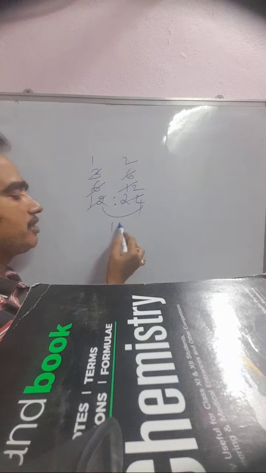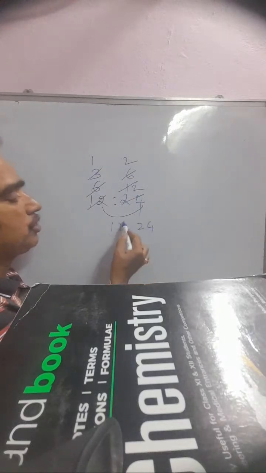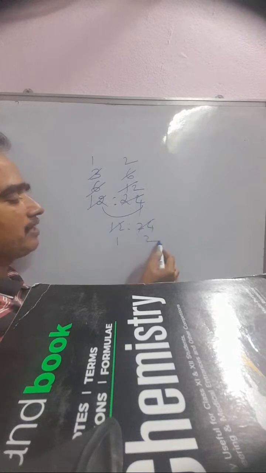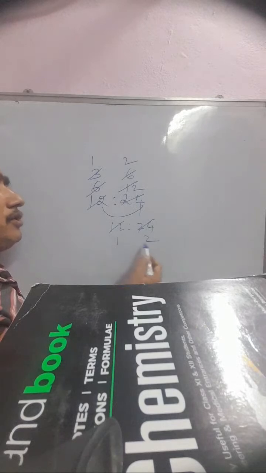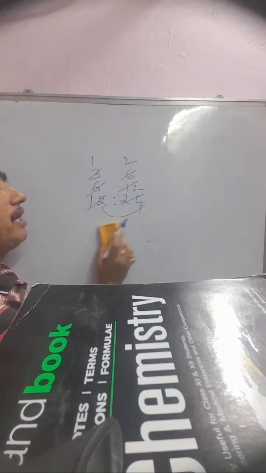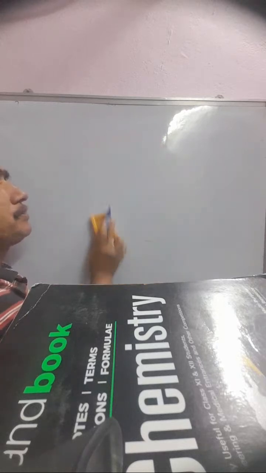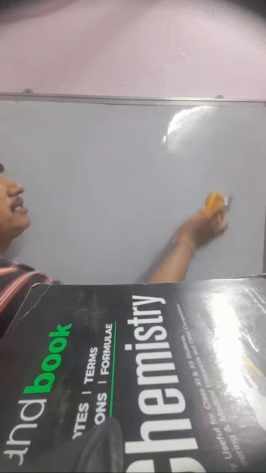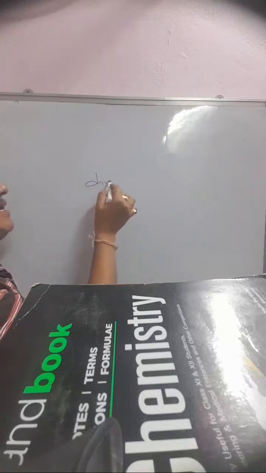Why sir are you doing all that? 12 is to 24 means what you can do? 12 1s are 12, 12 2s are 24. If you are perfect with the 12 table, you can proceed like this. In a live video, I can't give you more examples, but this is the way of doing the simplification.